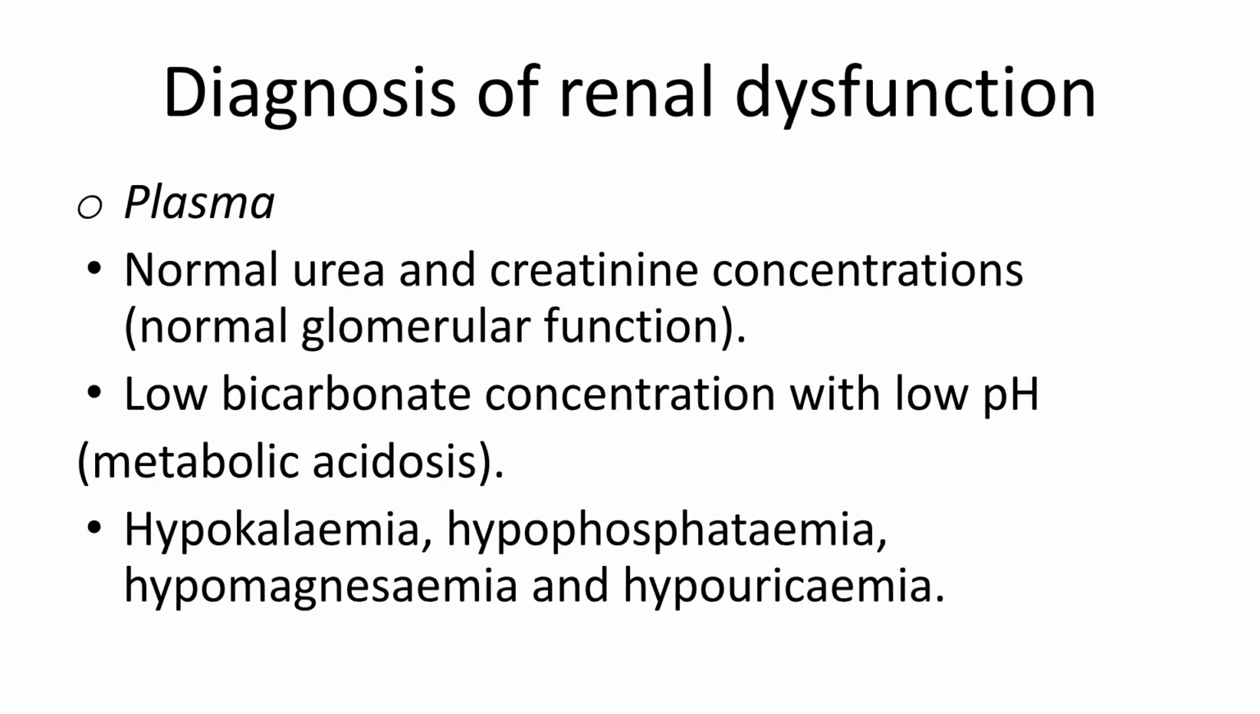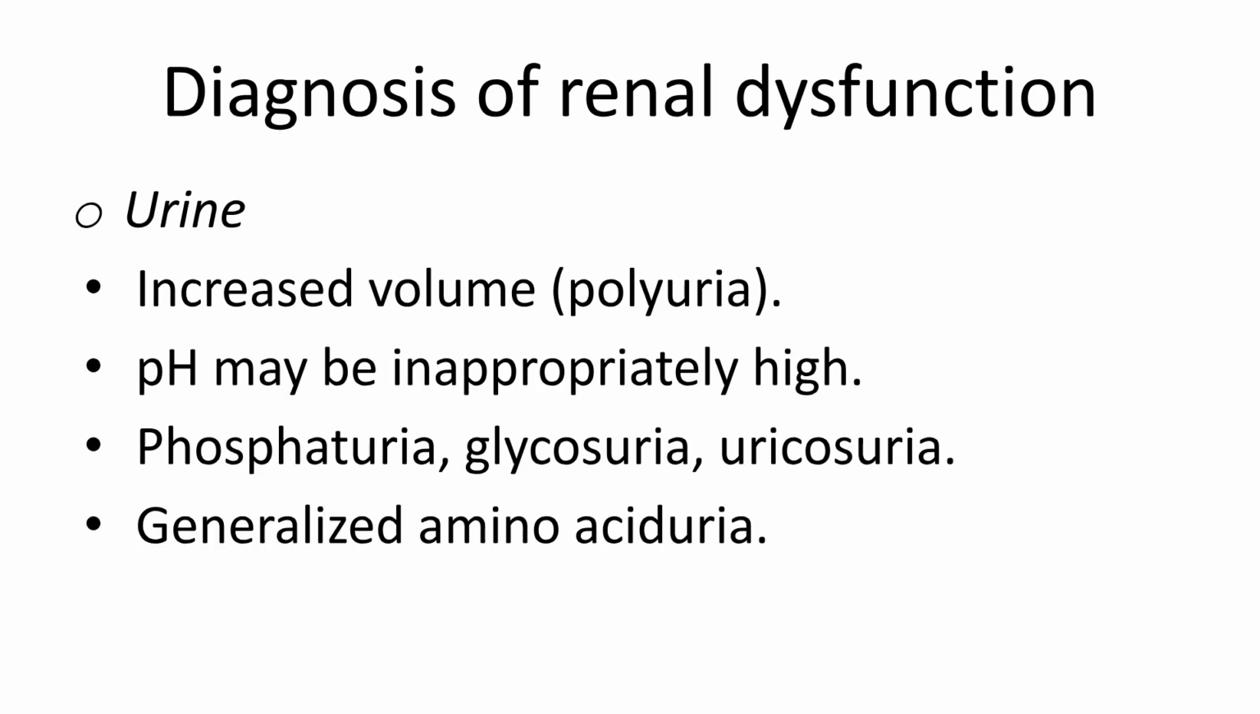tubules. Renal tubular function tests are divided into those that identify proximal tubular dysfunction and those that identify distal tubular dysfunction. Diagnosis of proximal tubular dysfunction includes urine analysis, which may show increased volume, inappropriate pH, phosphaturia, glycosuria, uricosuria, and generalized aminoaciduria.